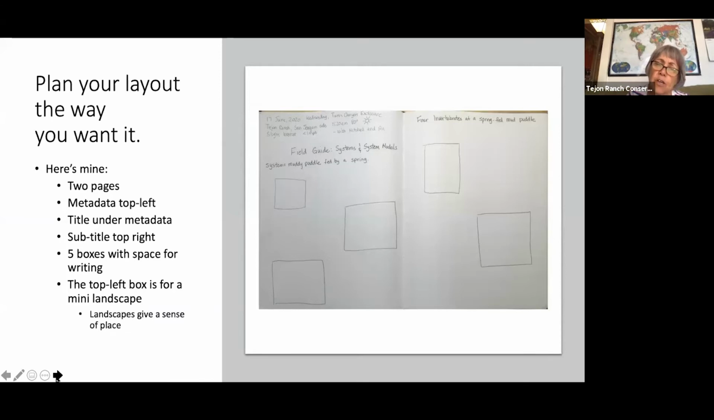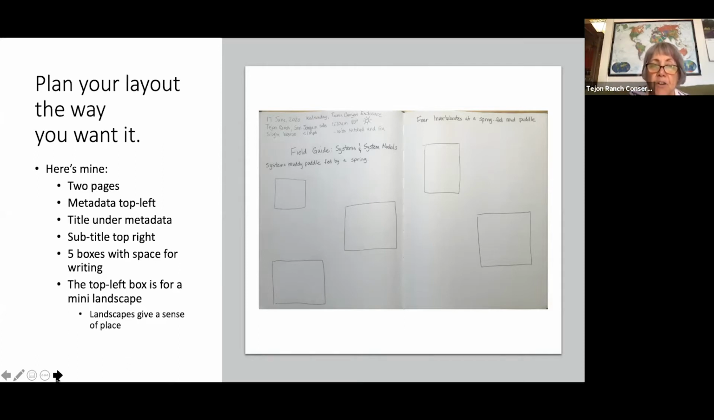So now you're going to plan how you're going to lay out your paper. Before you even start studying, once you've figured out what it is you're going to study, think about how many of those things you're going to study, and then set up your page. So here's mine. I'm using 2 pages. I've already put the metadata in. I do that all first thing before I even know what I'm going to study. I know I'm doing a journal entry now, so I'm going to fill that out.